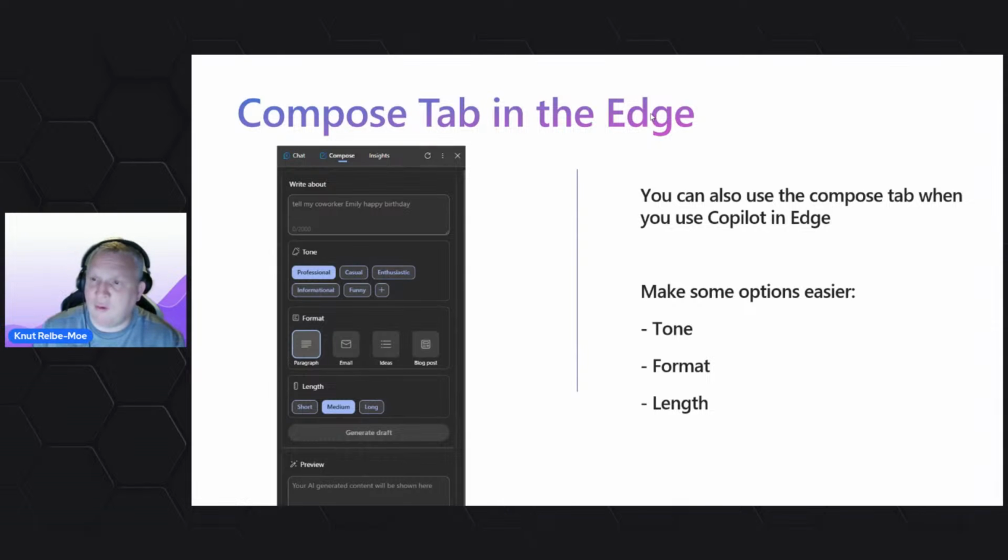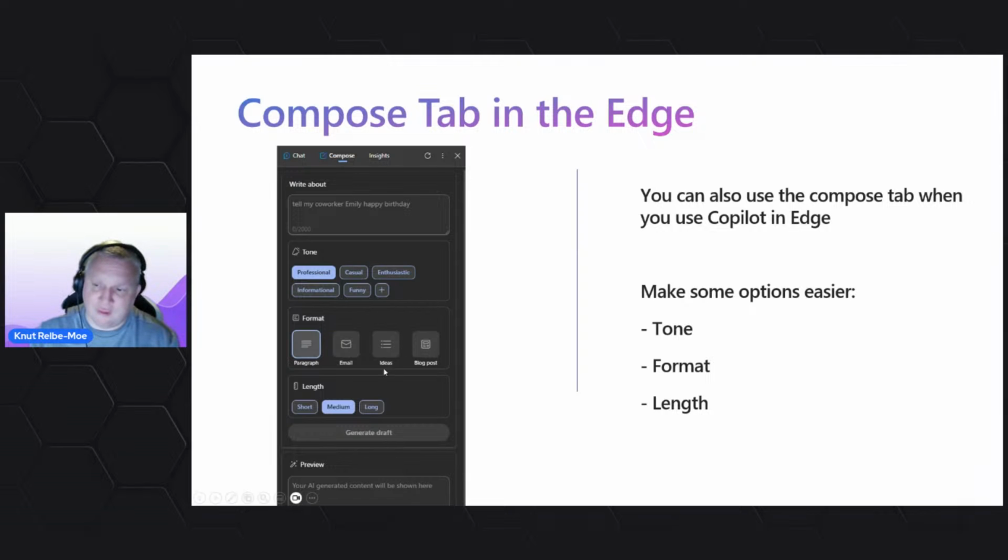So here we look at the Compose tab. We have the Chat tab, and we have the Compose tab, and we have the Insight tab. If you're looking at the Compose tab, this is where you can go in, inside of the browser again. You can use it to write emails, as you can see here. You can use it to write a blog post. You can use it to also come up with some tasks or ideas for you.